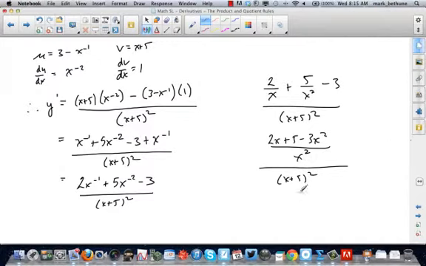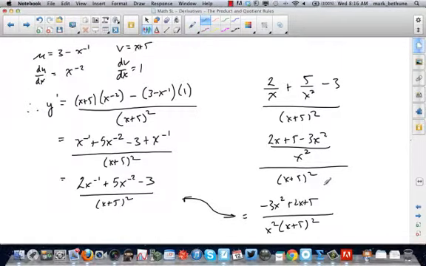Alright, I'm just not convinced that this form is going to be much simpler than what you're working with already. So we have negative 3x squared plus 2x plus 5, and that's going to be divided by x squared times x plus 5 squared. Alright, so those are the same. Okay, just written in a different form with no negative exponents. That's it. But they're the same.